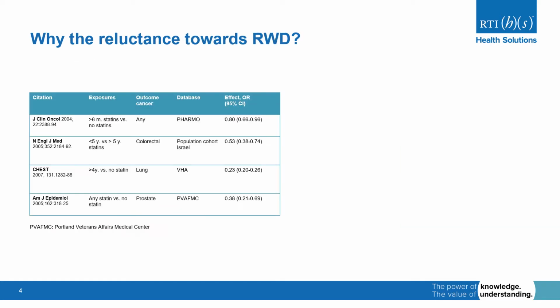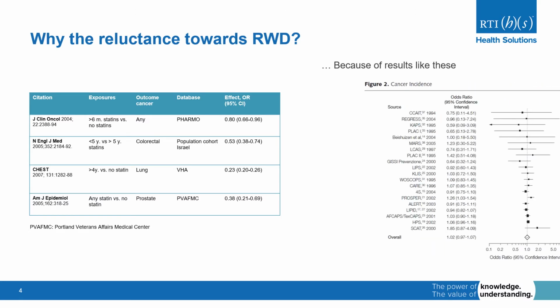Okay, the truth is that people are usually reluctant towards real-world data. Real-world data are just observational data. But on the other hand, the scientific community believes randomized clinical trials blindly because they are considered, for a good reason, the gold standard in clinical research. So why is there reluctance towards real-world data among the scientific community? Because of results like this.